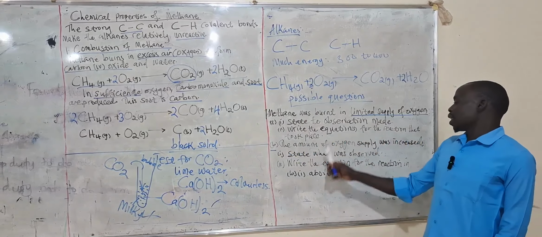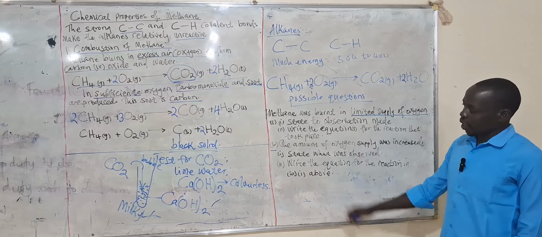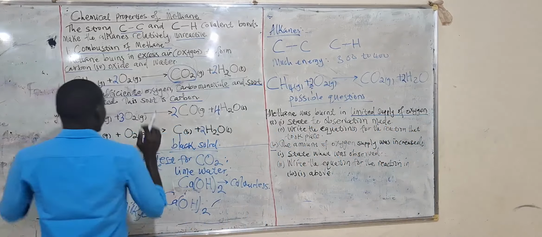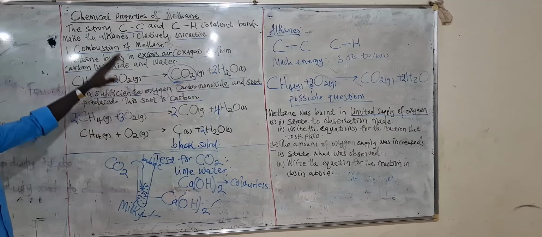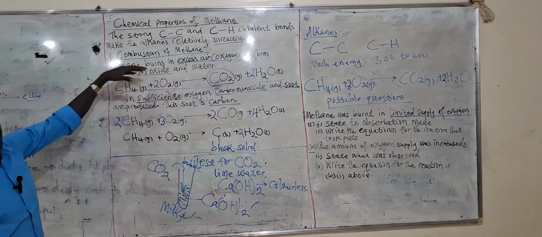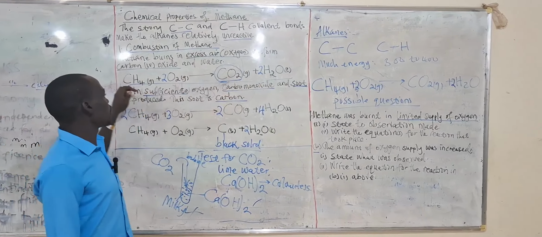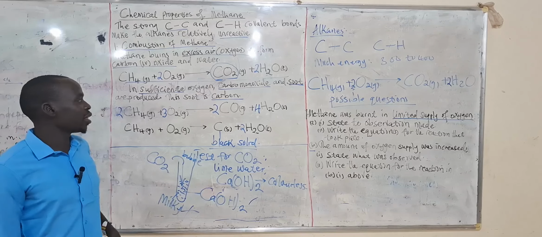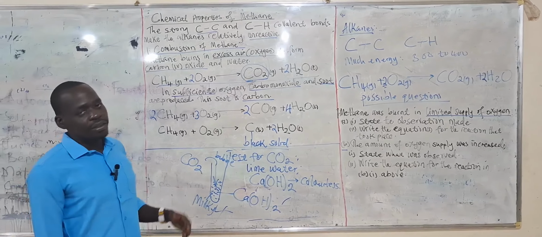Now, if you say write the equation for the chemical reactions above in B Roman number 1, you should be in position to have in mind that if I'm burning methane in excess oxygen, I'll simply form this. So you come and put this equation and be in position also to balance it. For that reason, therefore, see you in the next topic.